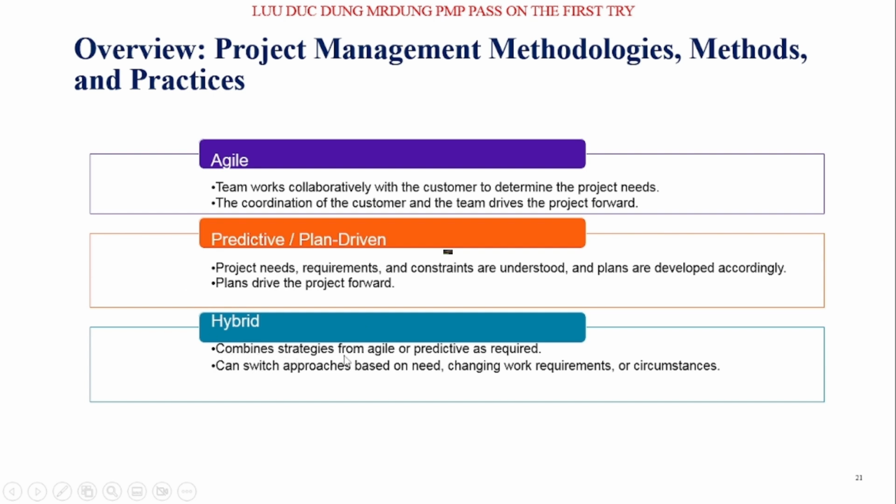Combines strategy from agile and predictive as required. Hybrid is a combination of two methods: agile, and predictive, also known as plan-driven, traditional, or waterfall. It can switch approach based on changing work requirements or circumstances.